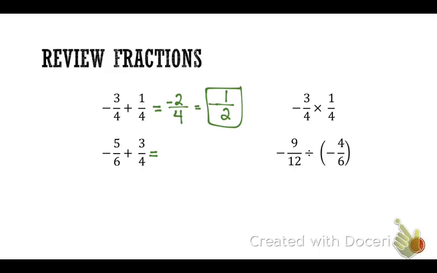All right, LCD, anybody? What is it? 12. It is 12. It's the smallest number that 6 and 4 can go into. So now I'm going to bring down my signs, my negative and my positive. And how do I know what my numerators are going to be now? Multiply the numerator. So what would I multiply the first one by? 2.